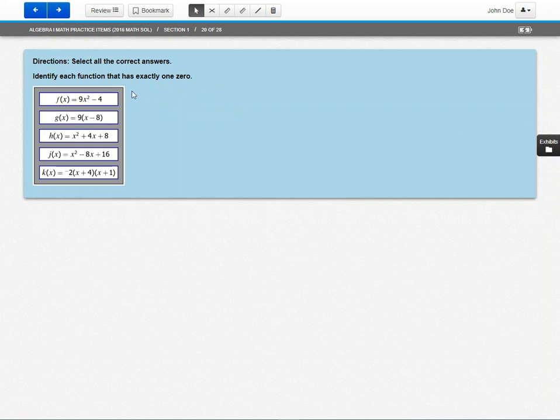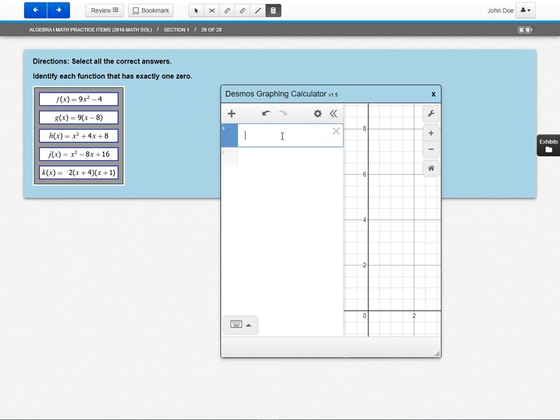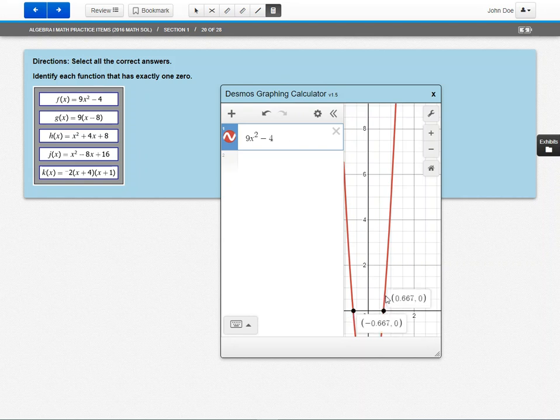Okay, this question here, it says identify each function that has exactly 1 zero. So 1 zero, remember that zero means x-intercepts. So if you type in something like 9x squared minus 4, I see this one has got 2 x-intercepts. So that one has 2 zeros, right? So that would not work. We're looking for ones that have exactly 1 zero. So whenever you have one of these, you just type these equations into Desmos and then just see which ones only cross the x at one time. And whenever you have something like this, it's usually multiple select, so make sure you go through all of them and make sure that you check it.